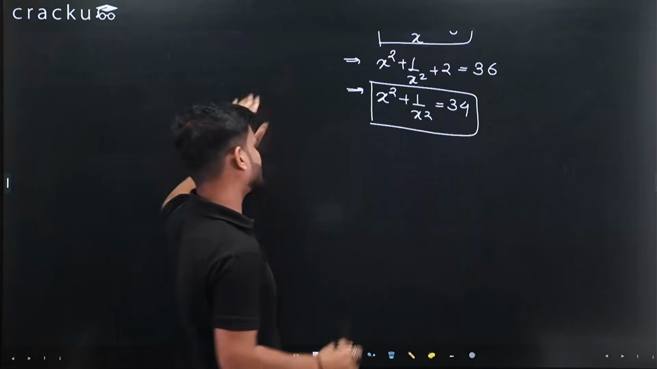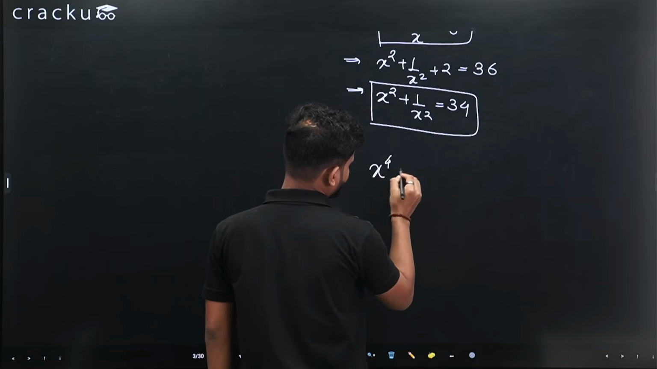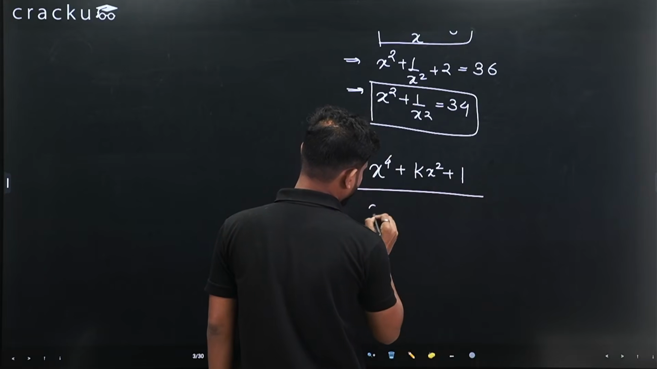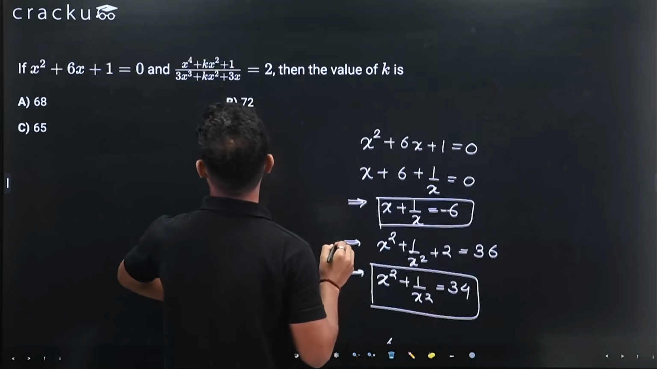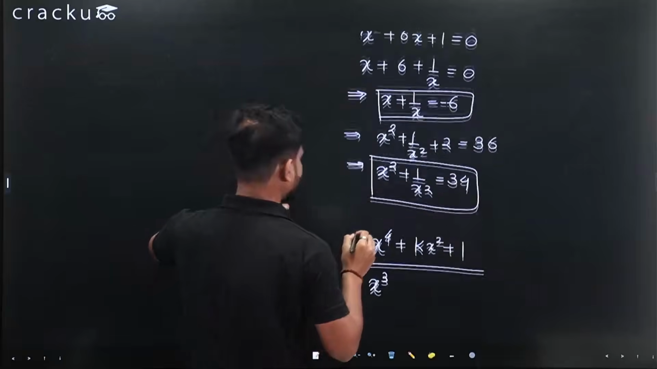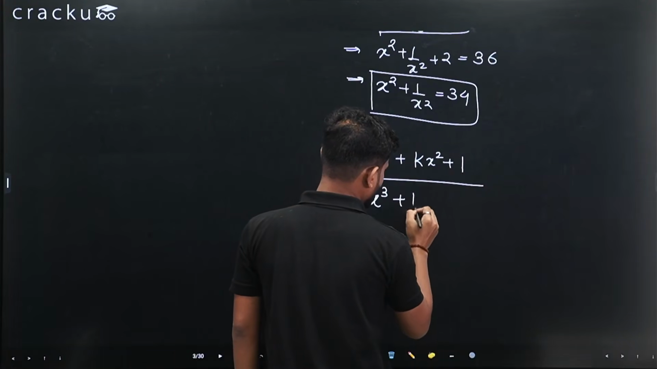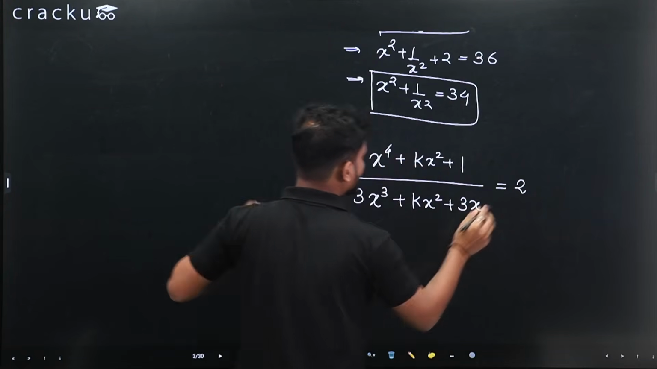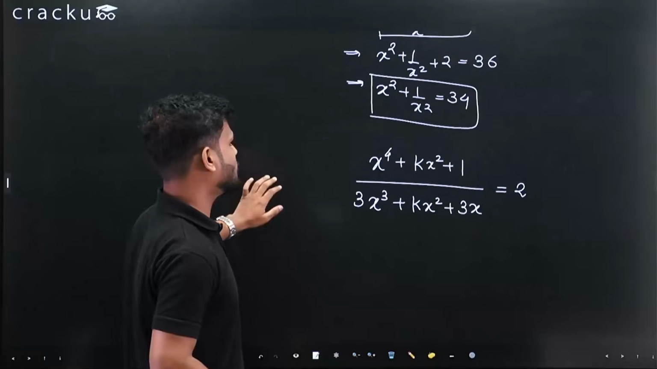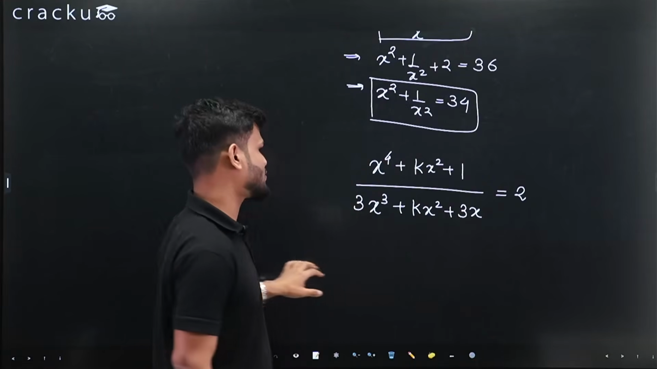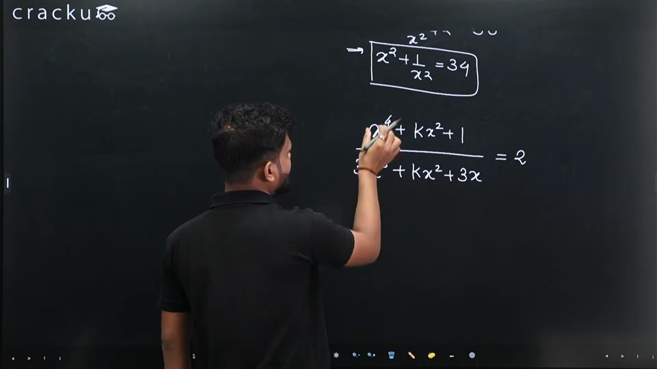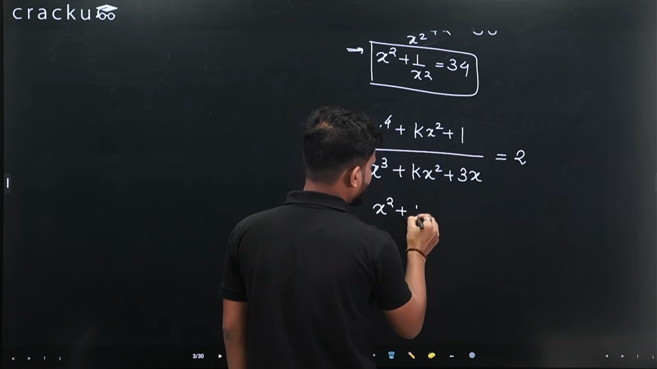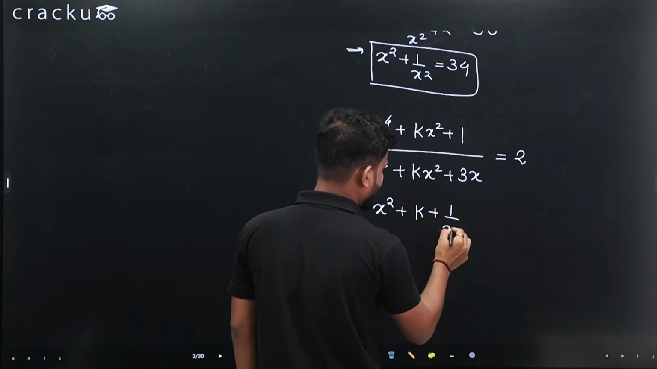Now let us write down the expression which we have been given. So it is kx square plus 1 divided by x cube plus 3x cube plus kx square plus 3x, and this is given equal to 2, right? Now what you can do, divide numerator and denominator by x square. If you divide the numerator by x square, you will get x raised to 4 by x square, it will be x square. Kx square by x square, it will be k plus 1 upon x square.